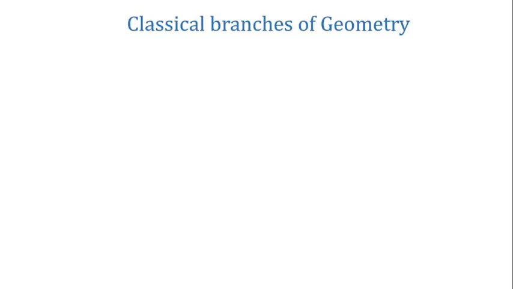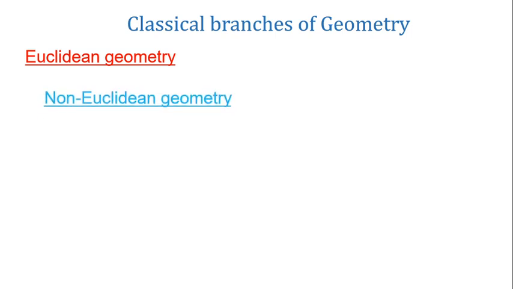I wanted to briefly tell you there are many branches in geometry. I wanted to make a small list of this. Whatever geometry we have studied from our first standard to 10th standard is called Euclidean geometry. Euclid was the first person to write books, 13 volumes called the Elements, with 465 propositions. It's called plane geometry or Euclidean geometry.